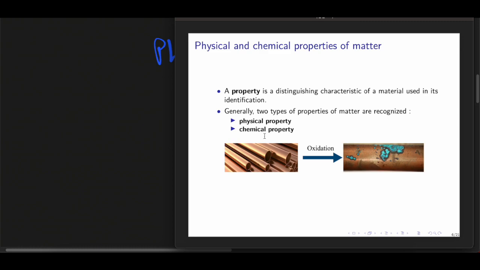However, for the chemical property, here we talk about properties that are characterized by a change in chemical composition. For example, here copper is characterized by its oxidation when it is in presence of water and air. So we have this green color, which represents a different type of copper. So here we have an oxidation, which is a chemical property of metals.